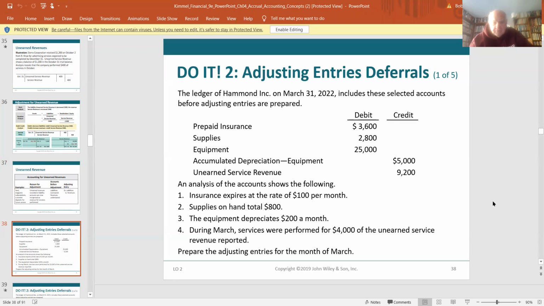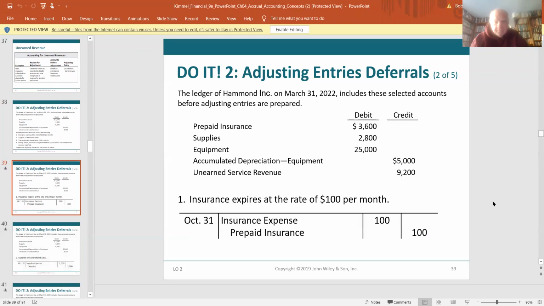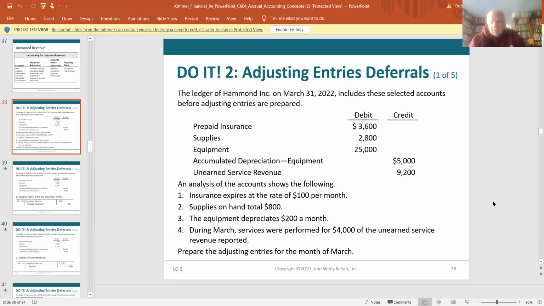The ledger includes these. Prepare the adjusting entries for the month of March. Well, this is an assignment they just gave us, okay? Let me just see one thing here. Good. Well, let's work on these together, Liba. You ready? We have adjusting journal entries. They're telling us already it's just going to be the deferrals. So we know that there was cash involved, money changed hands, but the work's not been done.